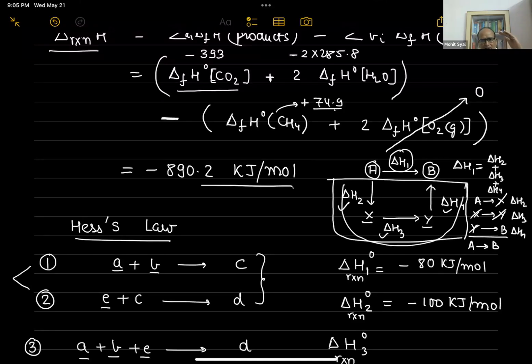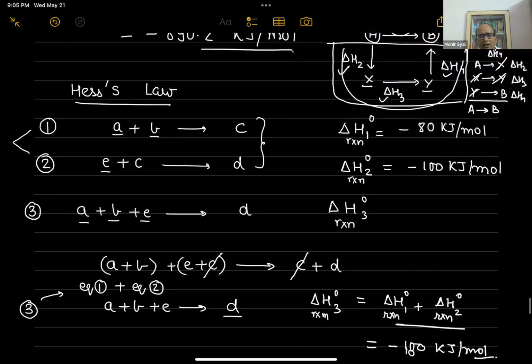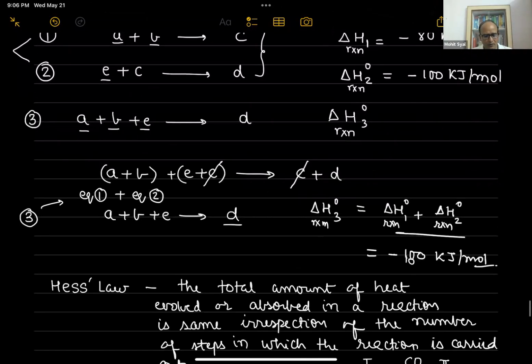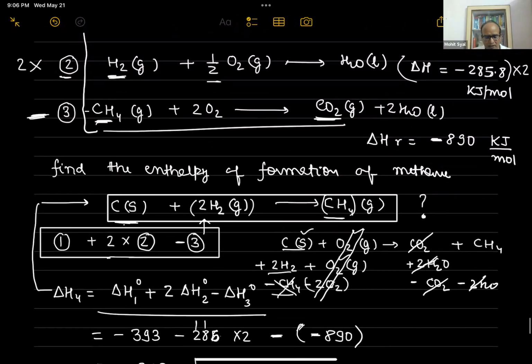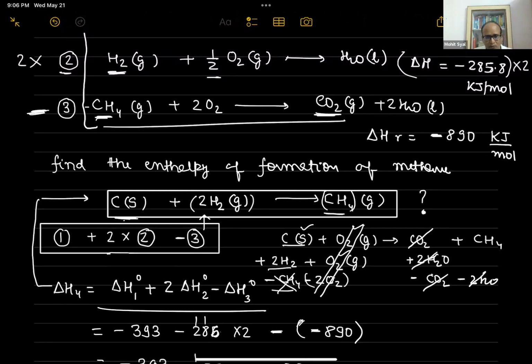Because for A to B, the final state is the same, the overall enthalpy change is going to remain the same, either you go directly from A to B or indirectly via X and Y. Is it clear? The conclusion was that thermochemical equations can be treated like mathematical equations. They can be added, subtracted. That was Hess law. With Hess law, we are able to calculate the heat of a reaction which we cannot calculate directly.